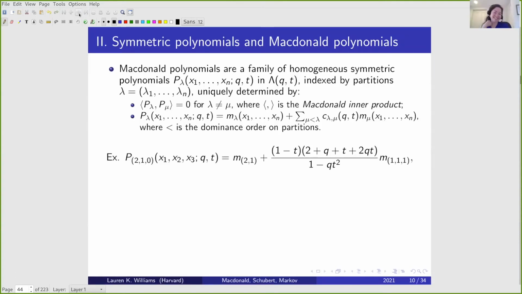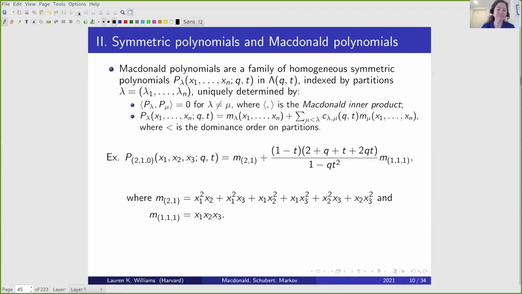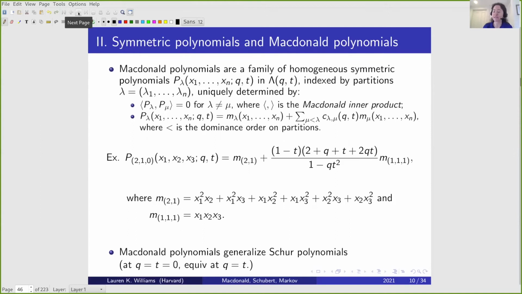But I show here an example. The Macdonald polynomial P sub 210 is this monomial symmetric polynomial plus this rational function in q and t times this monomial symmetric polynomial. And I guess the way to think about it, if you're not familiar with Macdonald polynomials, is as sort of q,t generalizations of Schur polynomials. In particular, when q equals t equals 0, they specialize to Schur polynomials, and also if you just set q equals t, they give back Schur polynomials.